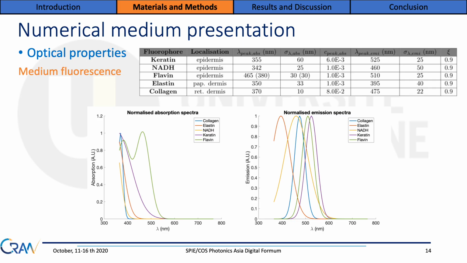For fluorescence, due to the lack of bibliographical references, simple models of absorption and emission have been constructed using Gaussian curves. Only the main fluorophores were considered, namely keratin, NADH, flavin in epidermis, elastin in the papillodermis, and finally collagen in the reticular dermis. The figure presented offers a summary of the optical fluorophore description with the normalized absorption and emission coefficient spectra.